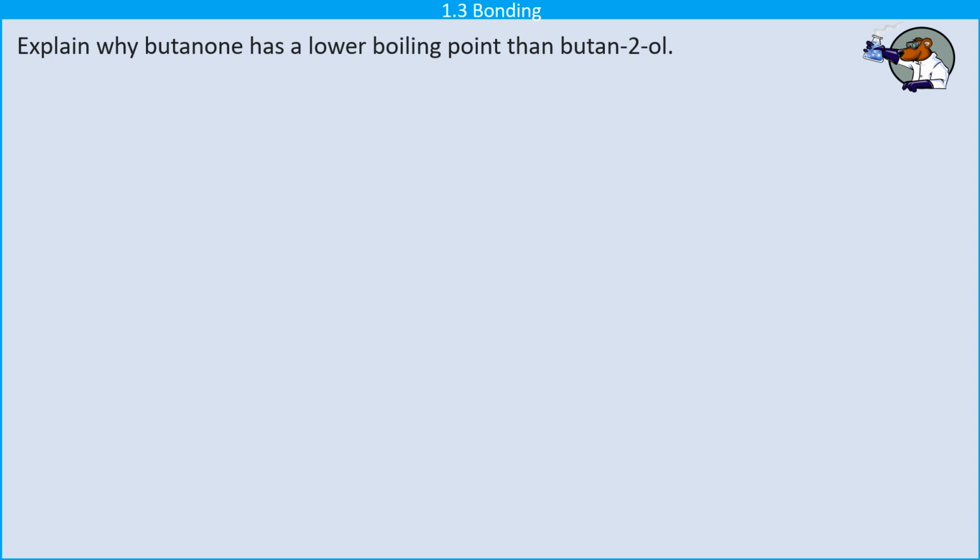This is a really common question that comes up from the bonding topic, where you're given 2 or maybe sometimes even 3 different substances, and you're asked to justify why they have differences in melting point or in boiling point.